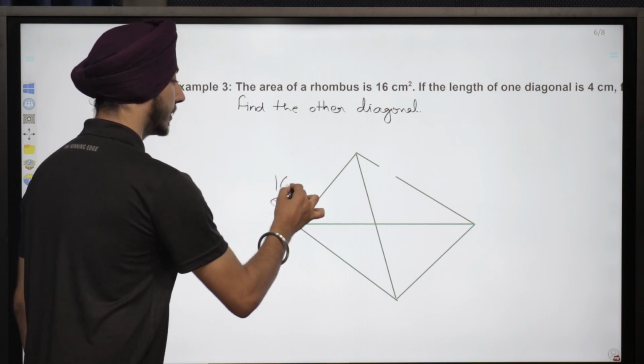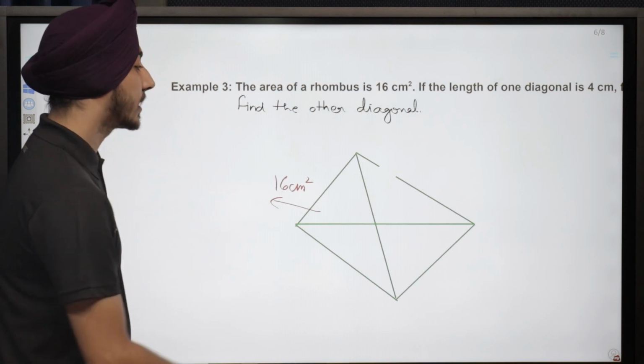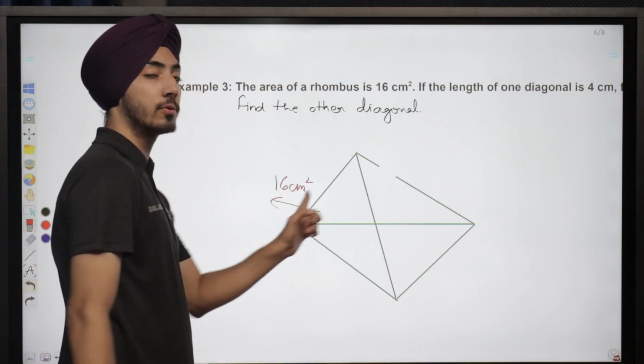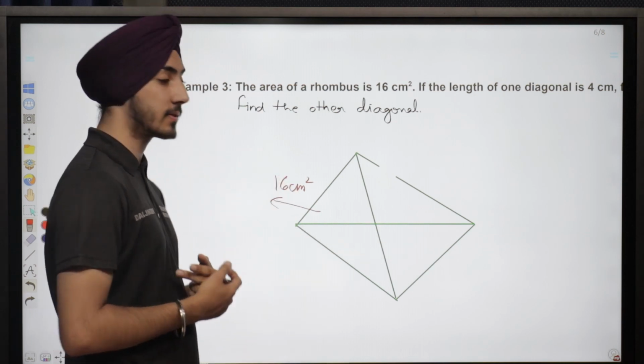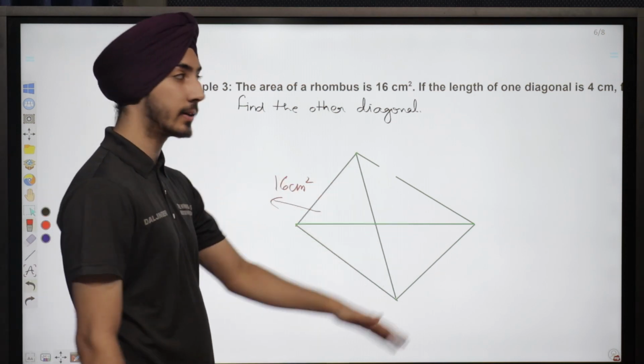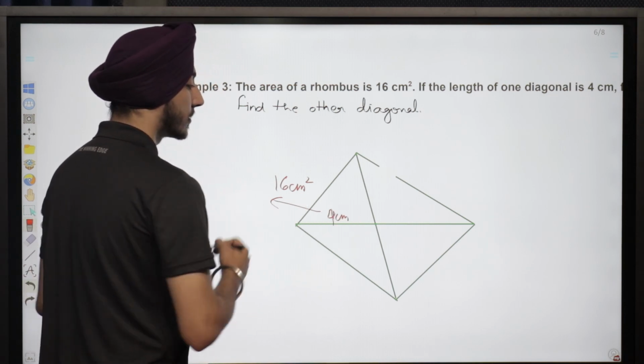इसका area निकालो तो कितना निकलता है? 16 centimeter square निकलता है. ठीक है. If one of its diagonals, मतलब एक diagonal जो है, a diagonal is a line that touches opposite vertices and divides the figure into two equal halves, right? So we can have two diagonals in this figure, right? One of its diagonals is 4 centimeter. This one is 4 centimeter.